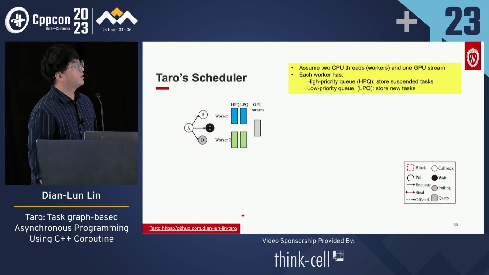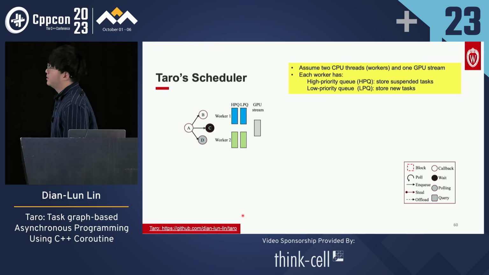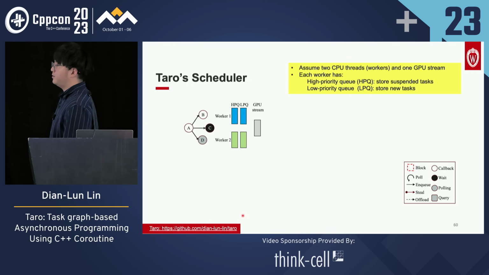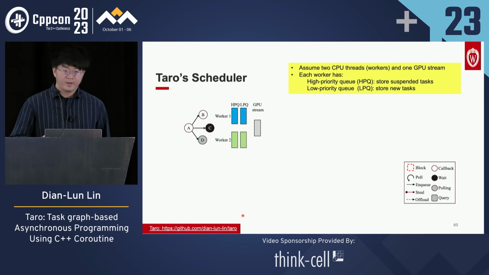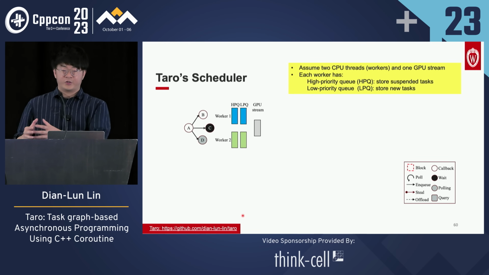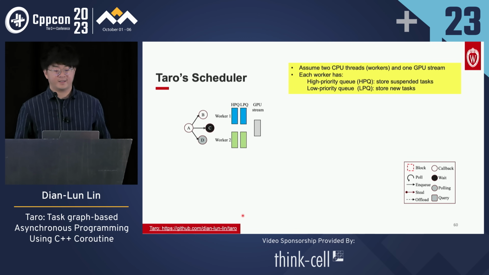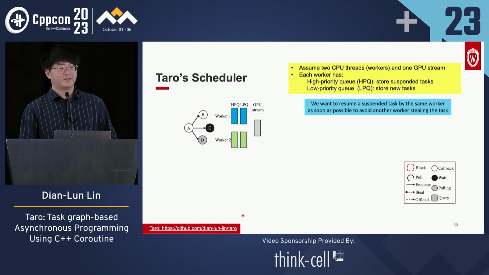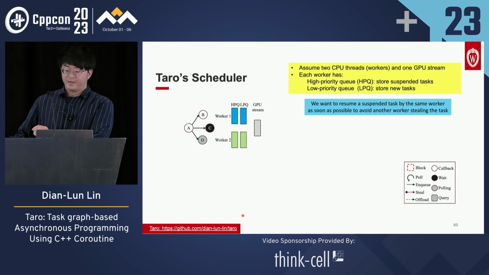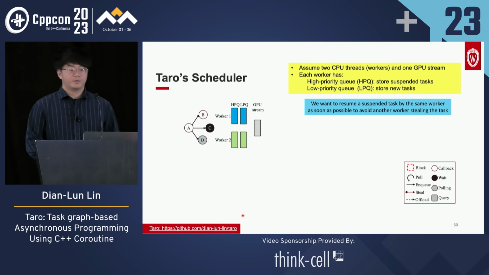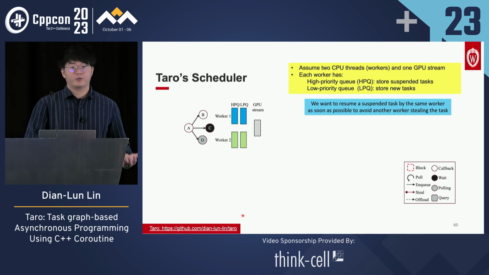In Taro, each worker has a high priority queue, HPQ, which stores suspended tasks. Each worker also has a low priority queue, LPQ, which stores new tasks. During scheduling, each worker executes tasks from its high priority queue to low priority queue, ensuring that a suspended task is prioritized over a new task. This is because we want the suspended task to be resumed as soon as possible by the same worker. Otherwise, if another worker steals that suspended task, it will induce some overhead, cache misses, and CPU migration overhead. So our scheduler will be aware of that and try to avoid this.